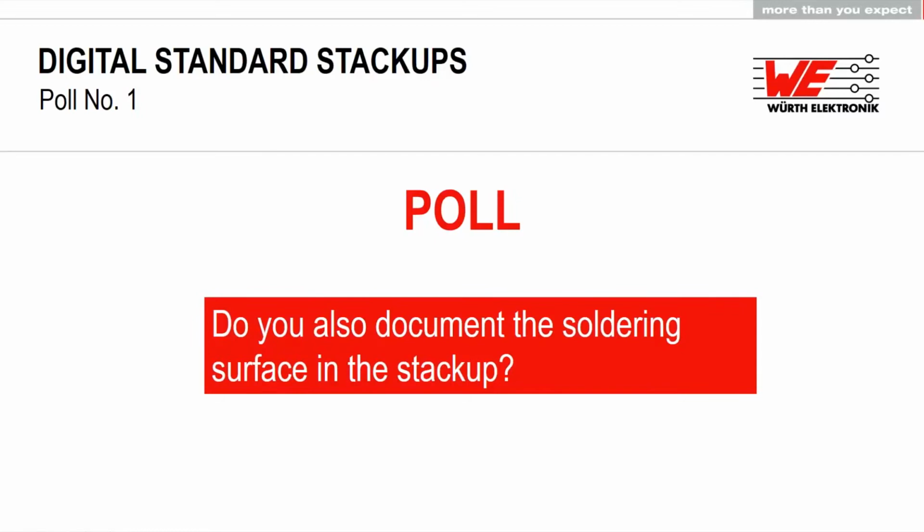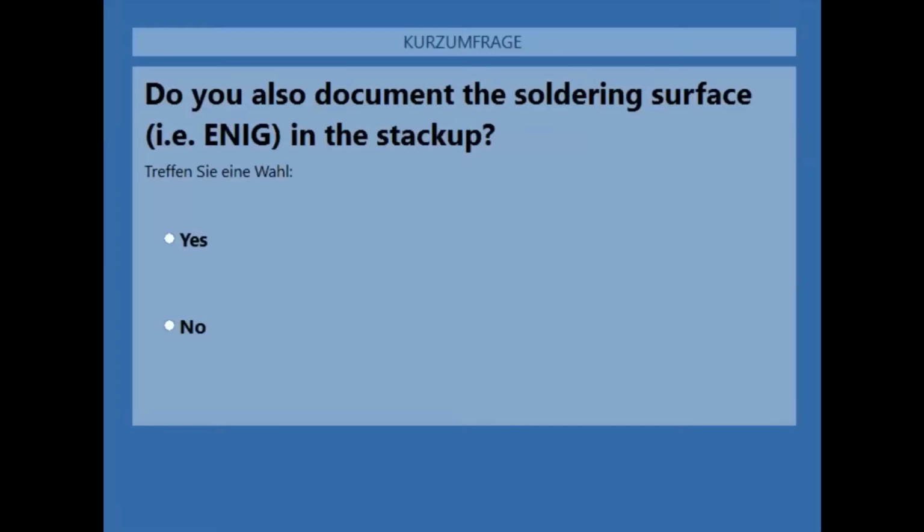Now I want to have a poll, and the question is, do you also document the soldering surface, for example, nickel gold, hot air leveling, and so on in the stackup? I will now start the poll. You should now see the blue window with the two possibilities, yes or no. And we have 30% participation already. I'm really excited about the result, whether it's comparable to the result in the German session or whether it's different in the English-speaking world.